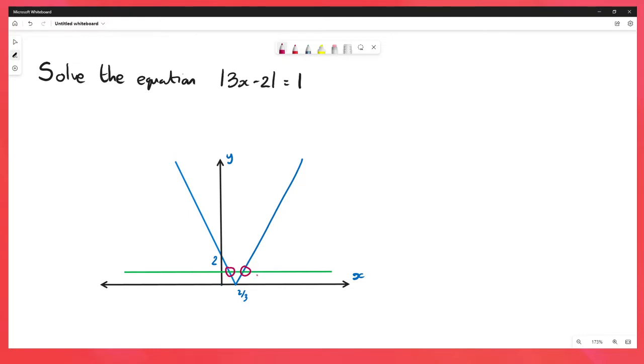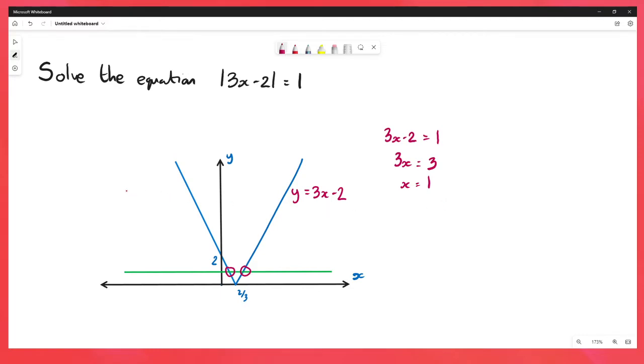So we need to be able to find them. As we said at the end of the last video, this branch here is the graph of y equals 3x minus 2. So to find this first point of intersection here, we need to do 3x minus 2, this equation, equals 1. And then we solve that normally. But how do we find the second one?